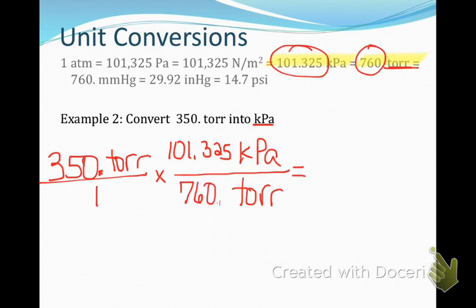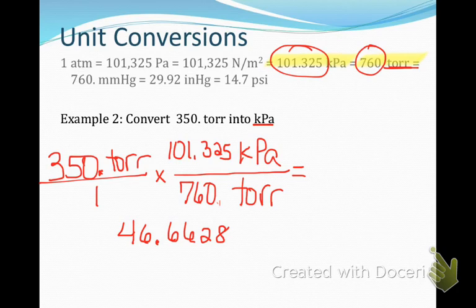Alright, so when you put this into your calculator, it's 350 times 101.325. Press the equal sign. Then divide that number by 760 torr. All the stuff in my calculator is 46.6628. So now I have to check on sig figs.